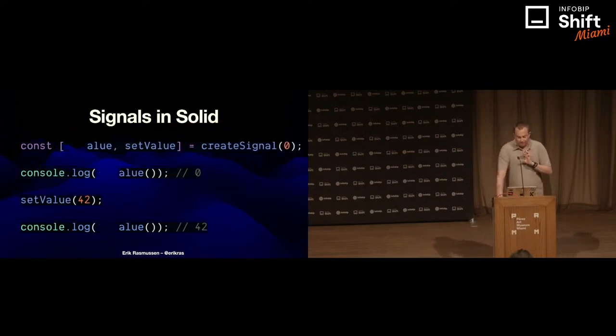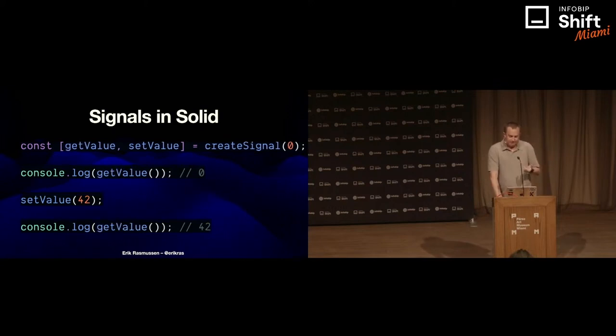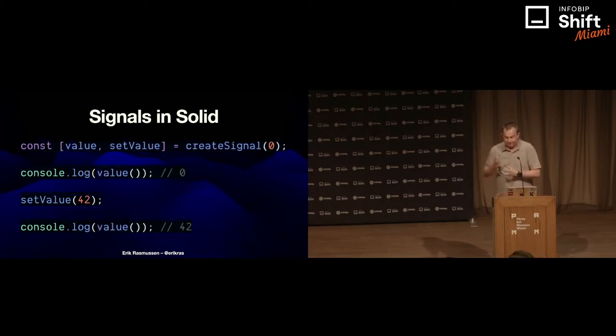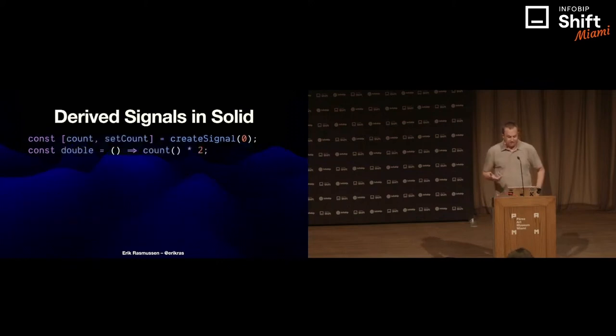Now, you might think, well, you could just rename it to a getValue function, but this is not the standard in the Solid community, and in practice, it really is just fine reasoning about them as if they were values themselves. You just have to remember to call them as functions when you want the actual value. Okay, derived values.